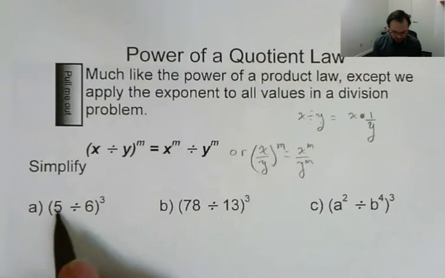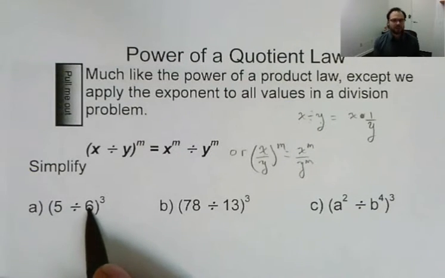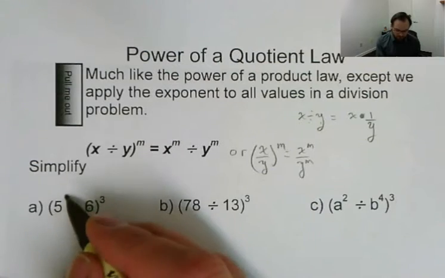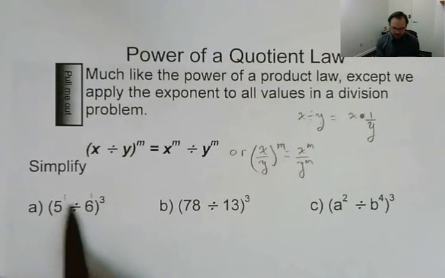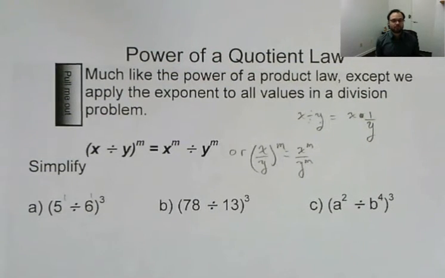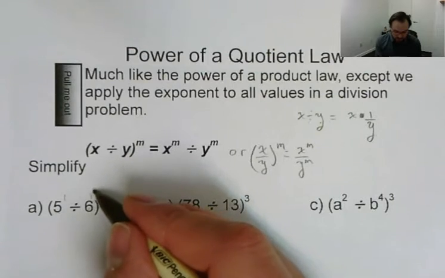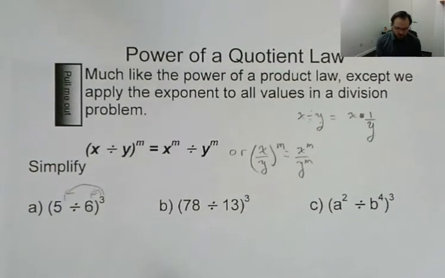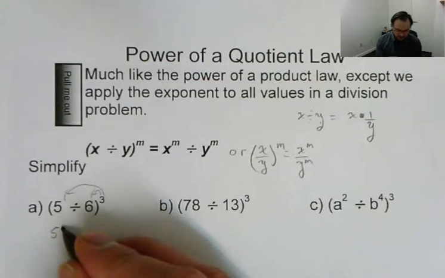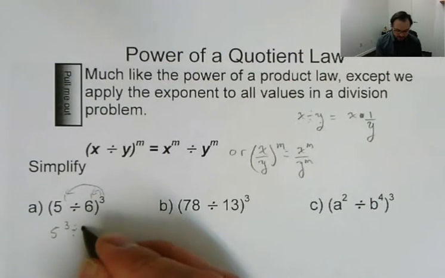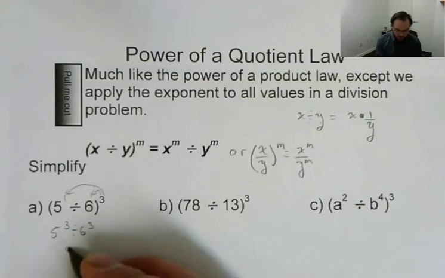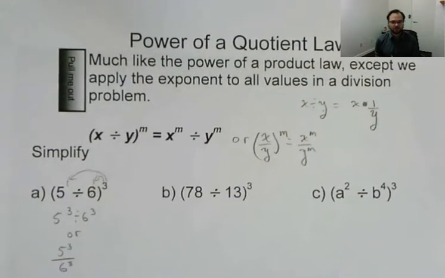Here's my first one. We have 5 divided by 6. Well, these are both to the power of 1. I can't simplify these powers and subtract them because my bases are different. So what I must do is use my distributive property and put this into both of those. So I'm going to end up getting 5 to the power of 3 divided by 6 to the power of 3, or I could write it as 5 to the power of 3 over 6 to the power of 3. Okay?